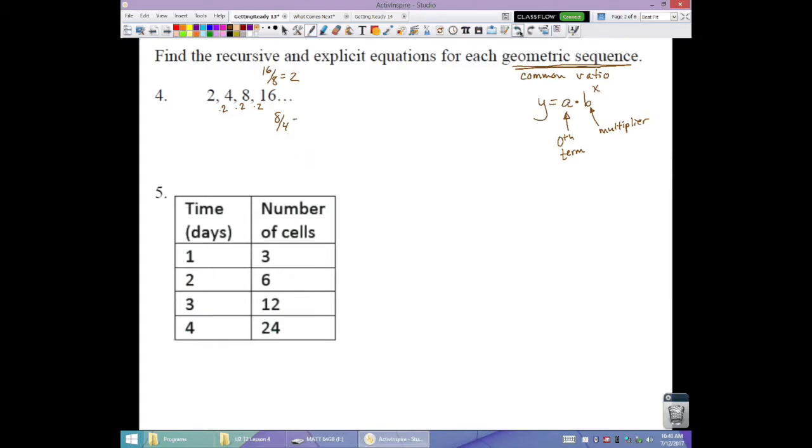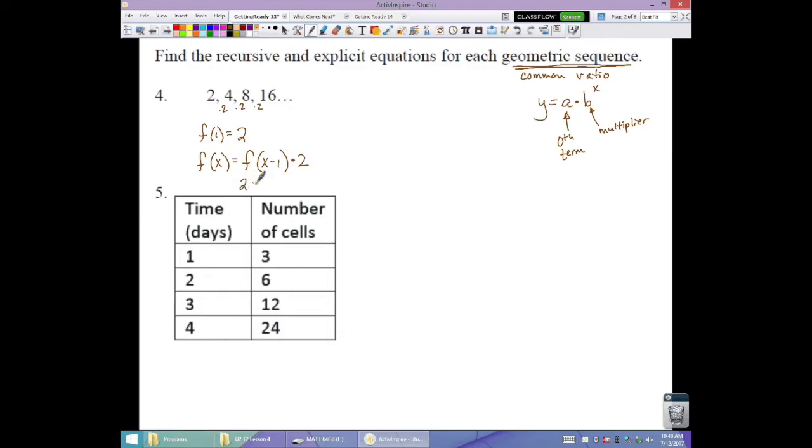Okay? So we need to write our two equations. So our recursive equation, we would say f of 1 is 2, and each new f of x will be the previous value, f of x minus 1, times 2.